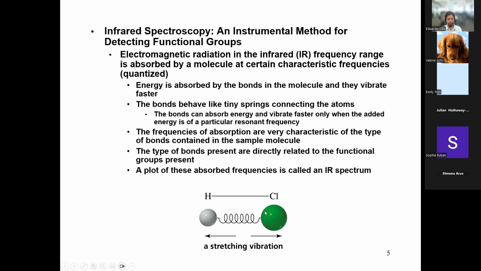So yeah, this is basically the model that we're using to explain infrared spectroscopy. And if you really, really care, you can take physical chemistry, which is an upper division class, and you can actually calculate how many vibrations a molecule will have and what their energy is going to be.